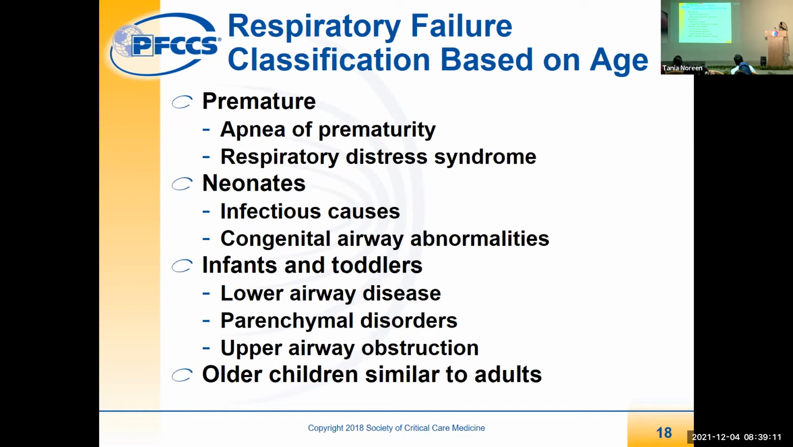Infants and toddlers में lower airway diseases like hyperreactive airway disease और asthma होते हैं. Parenchymal disorders हो सकते हैं. Upper airway obstructions हो सकती हैं. The older children have almost the same causes of respiratory failure, just like the adults.